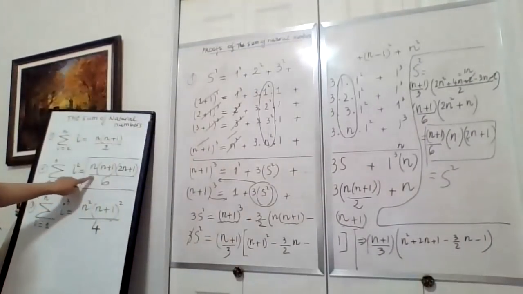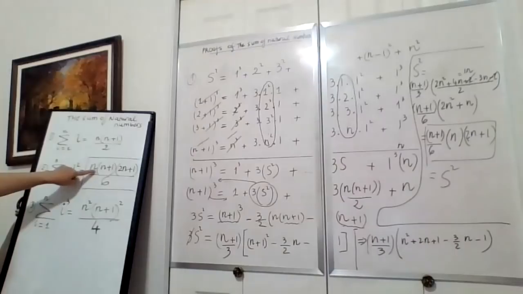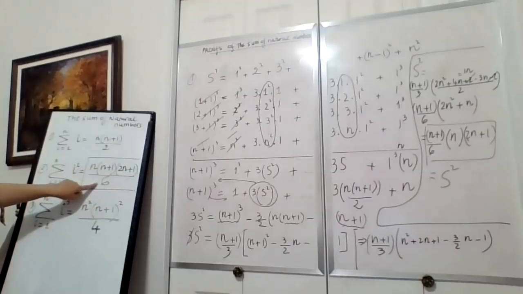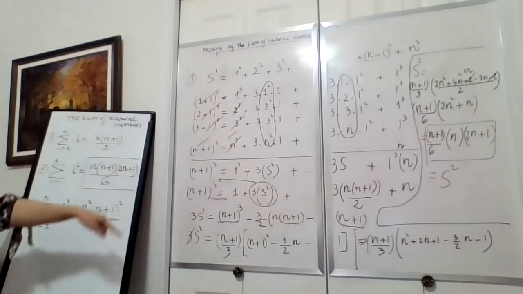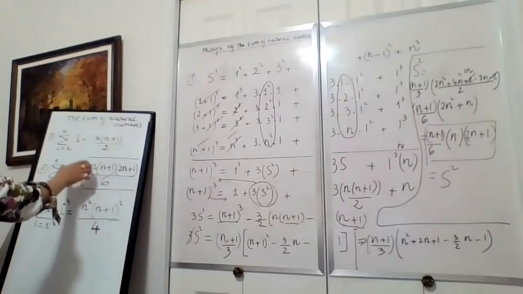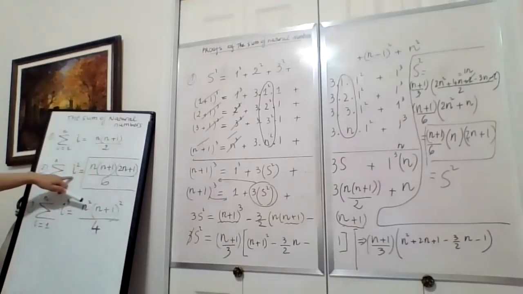Are they the same? Exactly, they look the same. N times (n plus 1) times (2n plus 1) over 6. So now I have proved to you that this is true, right? So the sum of the natural number squares equals this expression. It's exactly true, okay? So this is the second proof.